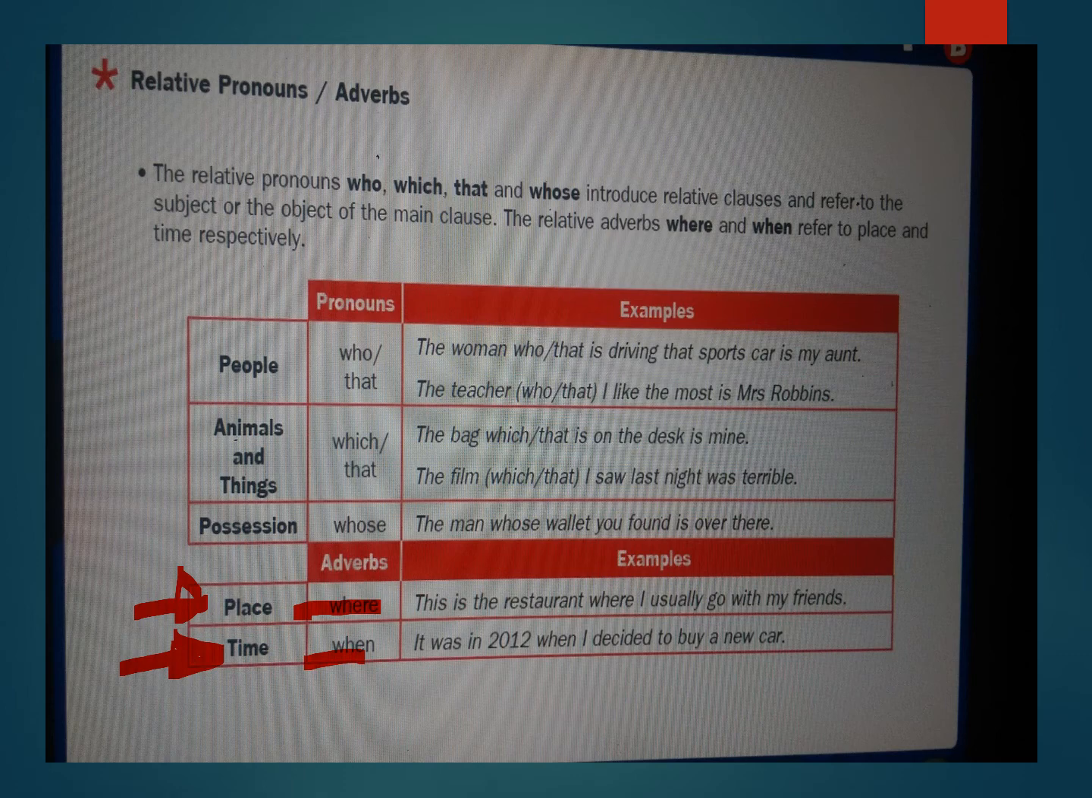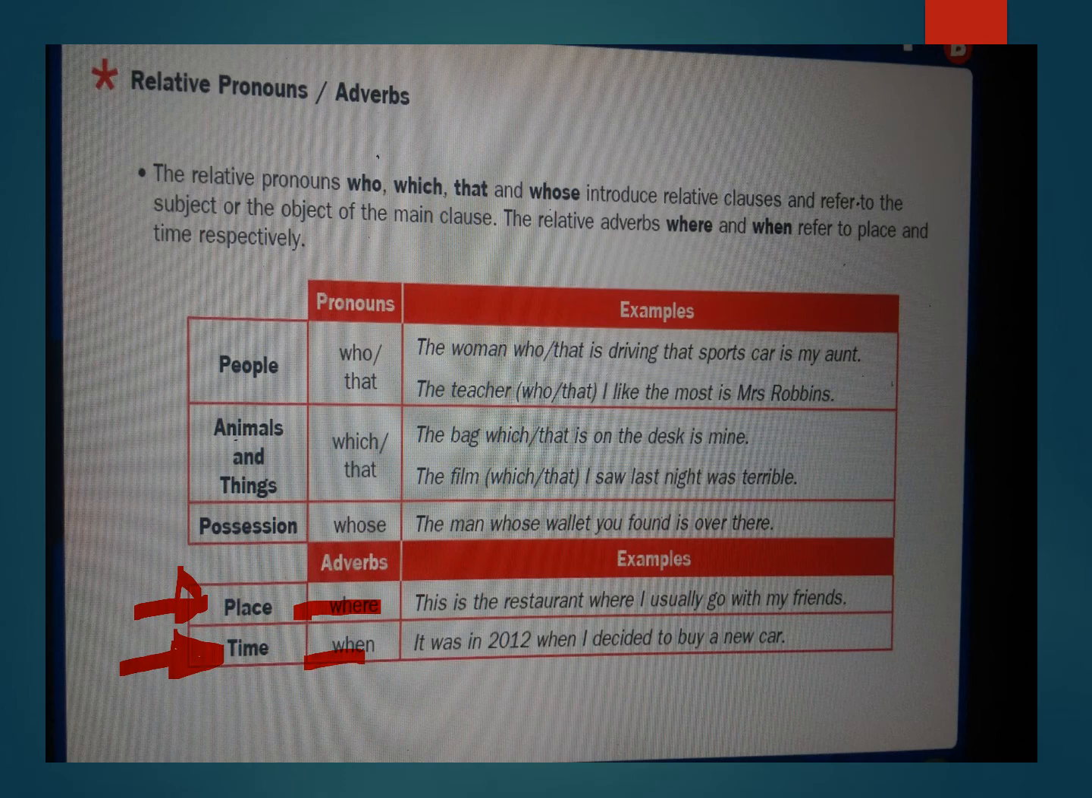Another one? The film which or that I saw last night was terrible. Yes, the film which I saw last night. Can I say the film who I saw last night? No. Of course not. Now let's move to the next one, possessions.